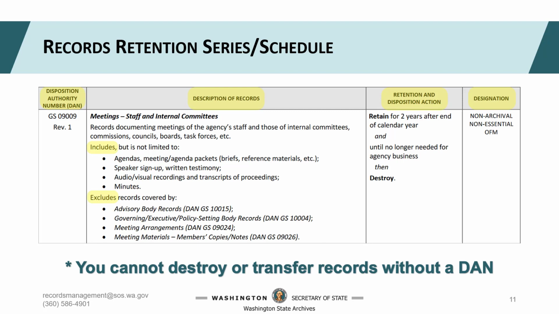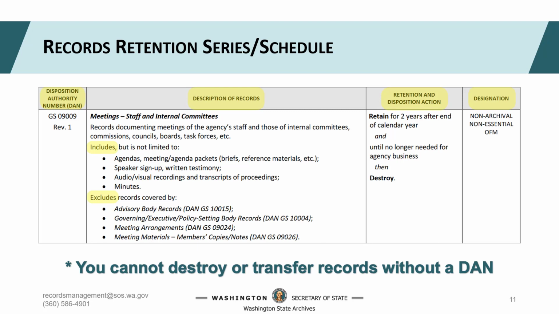Like most unique alphanumeric identifiers, DANs don't make much sense on their own, but in the context of an entire schedule, they distinguish one series from another. DANs are important to include in inventories, box content lists, or disposition logs. The description of records field is where you can expect to spend most of your time. It describes the business function and type of record that falls under that DAN.